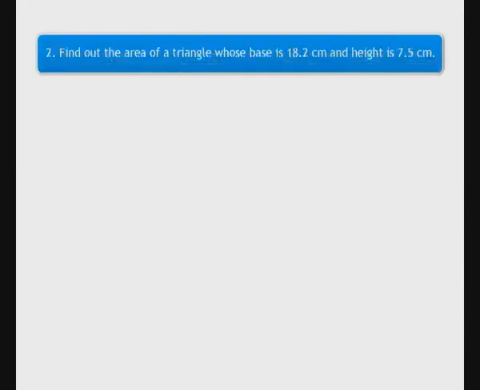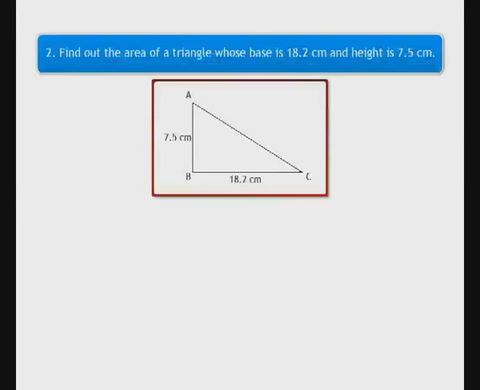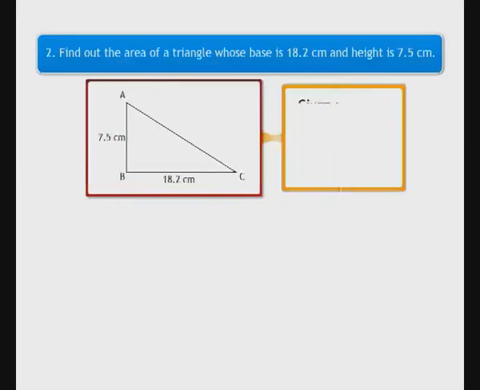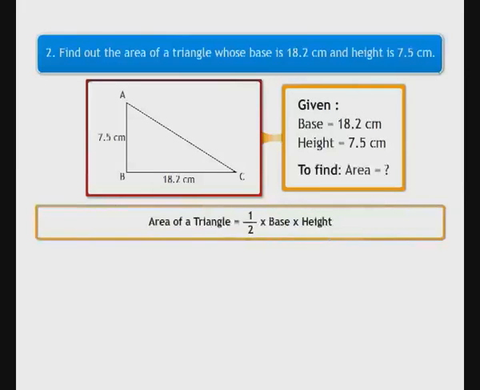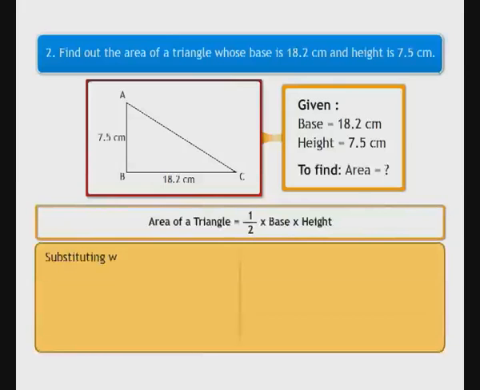3. The sides of a right-angled triangle forming the right angle are 16 centimeter and 8 centimeter. What is its area? Given two sides of a right-angled triangle is 16 centimeter and 8 centimeter. We have to find area. Area of a right-angled triangle is equal to 1 upon 2 into products of the lengths of the sides forming the right angle.